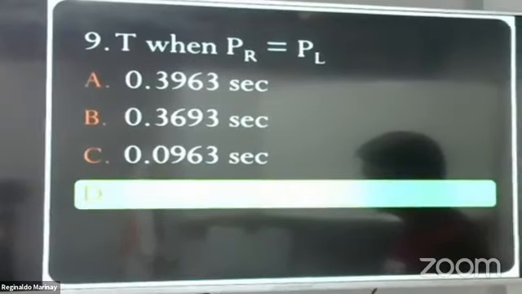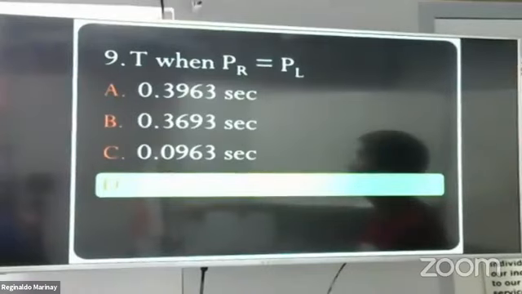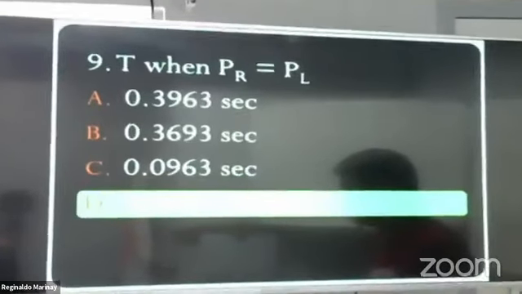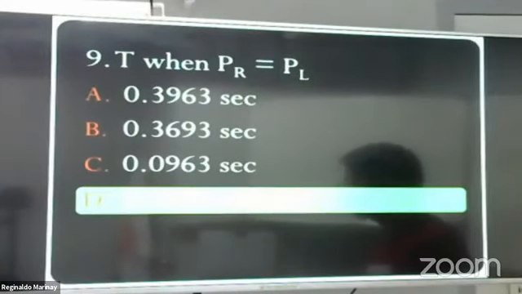Ayan. Masyadong maliwanag, no? Hindi pala magandang color combination yun, yung green.